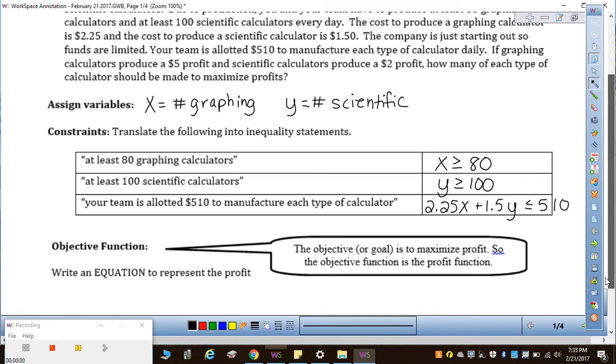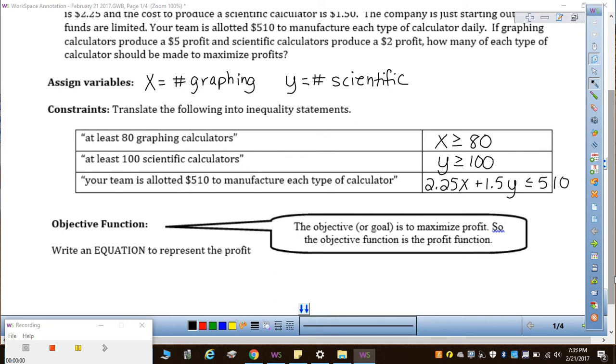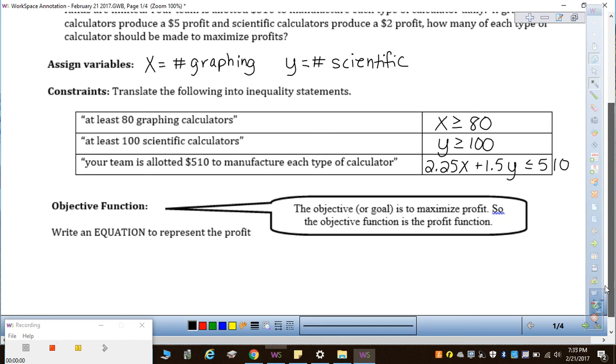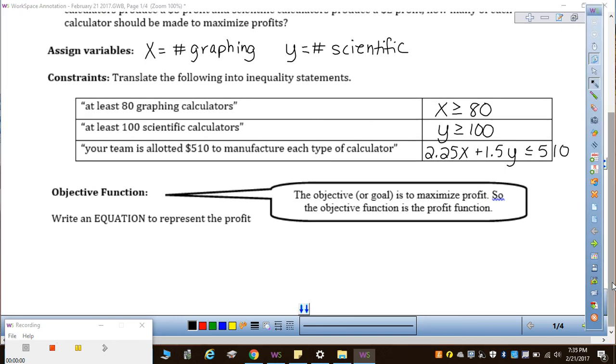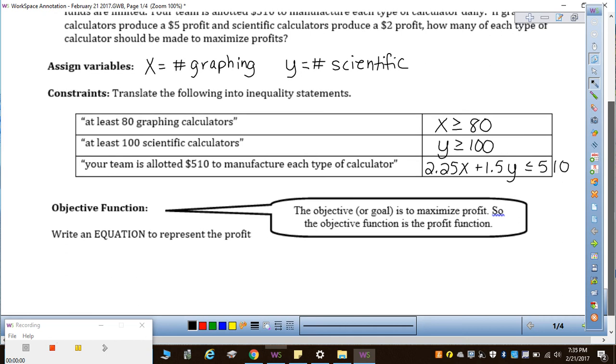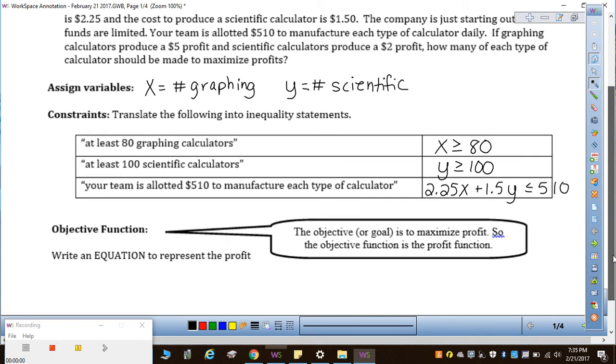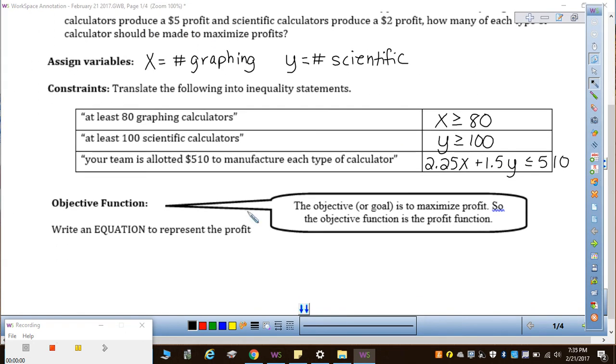Next, we're going to write out our objective function. The objective or goal is to maximize profit, and so the objective function in this problem is the profit function. We are going to write an equation to represent our profit. If we look at information given to us toward the end of the problem, it says that graphing calculators produce a $5 profit, scientific calculators produce a $2 profit. So if we let the letter P represent profit, P equals $5 per graphing calculator plus $2 per scientific calculator.